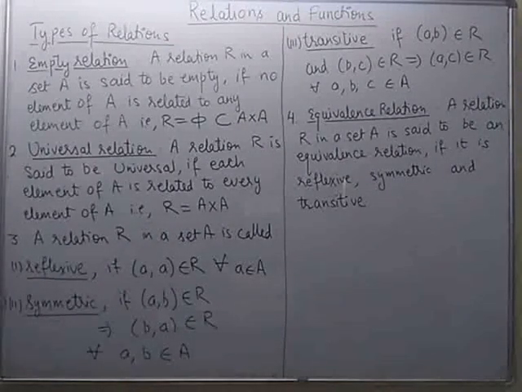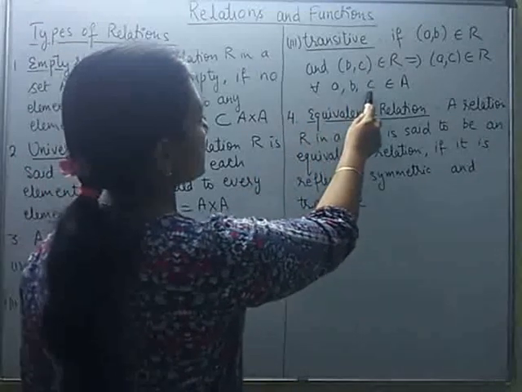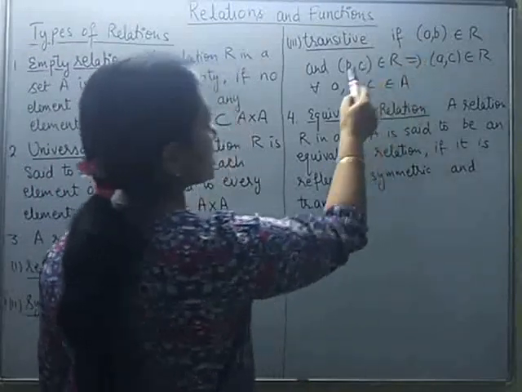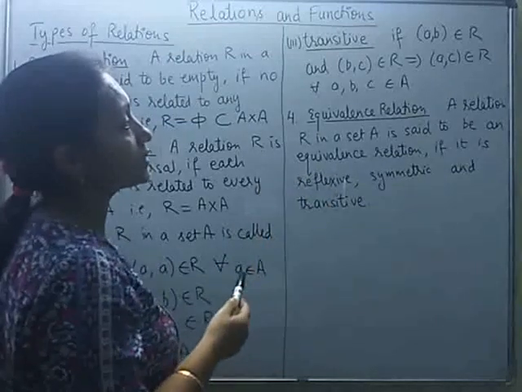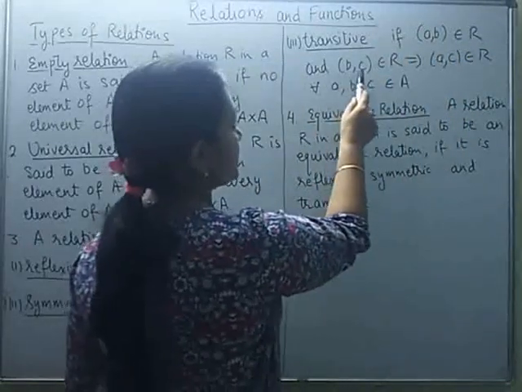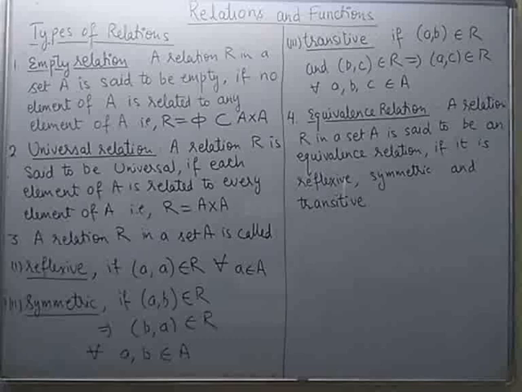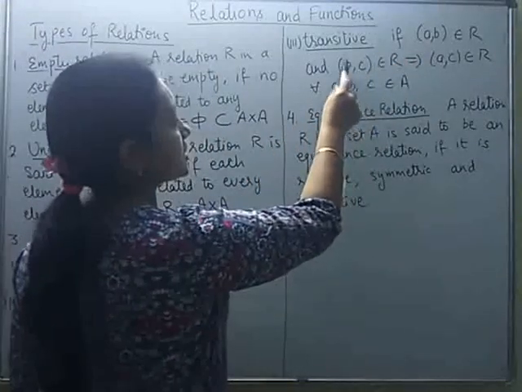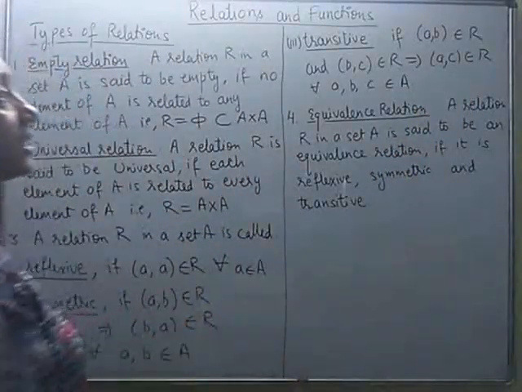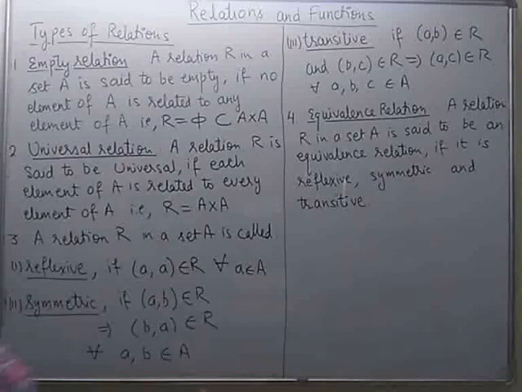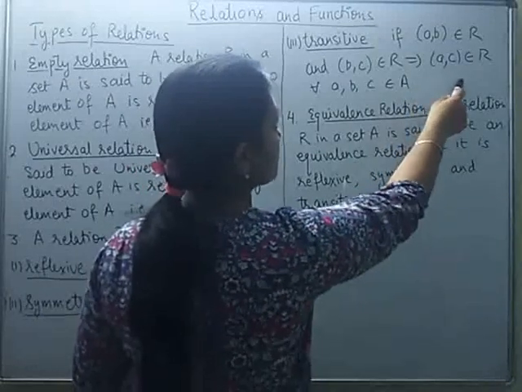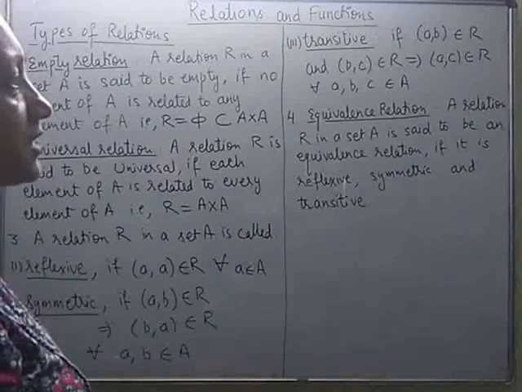Then see the third case. Suppose you have three elements A, B and C. Any three elements you have taken from the set A, and there are two pairs which are satisfying the given relation, or which belong to the relation. That is, A is satisfying the defined relation with B and B is also satisfying the defined relation with C. If these two conditions imply that A is satisfying the same relation with C, then we can call it transitive. We may meet this condition, we may not. In case we are getting this condition fulfilled, then the relation will be transitive, otherwise not.